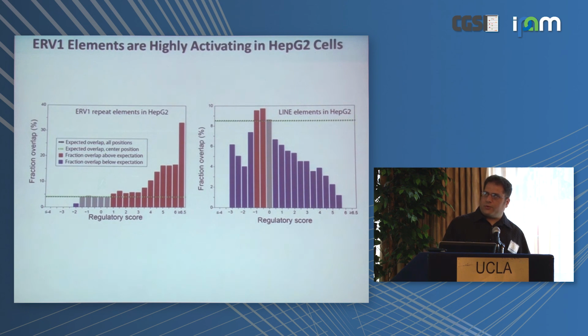Another thing we did was compare to repetitive elements, and it turned out that the sequences that had some of the strongest activation in this assay were ERV1 repetitive elements. So there was a strong enrichment for those in our highest activity locations, while other repetitive elements such as LINE didn't show enrichment for either repression or activation.